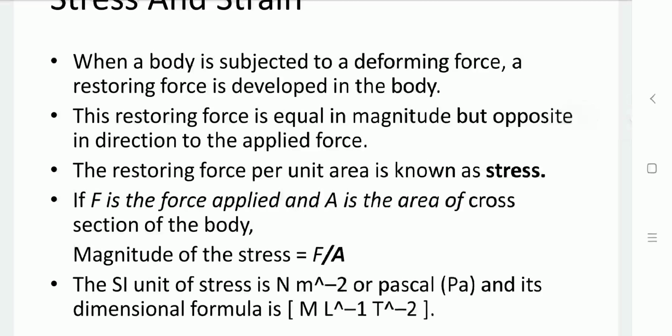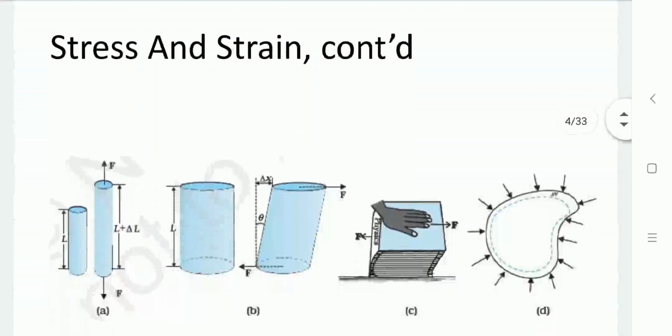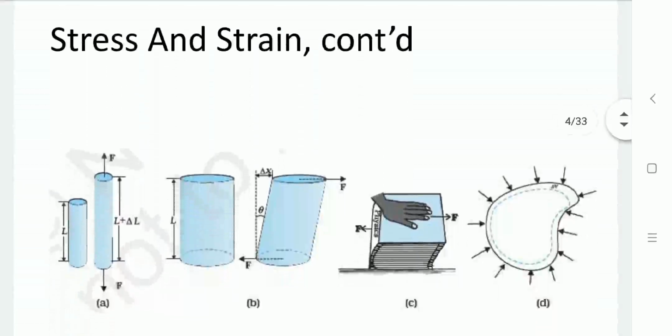The unit of force is Newton, and the unit of area is meter square. So we can say that the unit of stress is Newton per meter square, or it is also denoted as Pascal. Its dimensional formula is M L inverse T raised to minus 2. Here, based on stress and strain, four different conditions are given. Let us discuss them one by one.